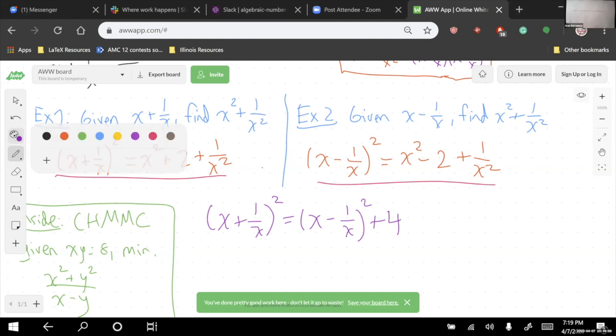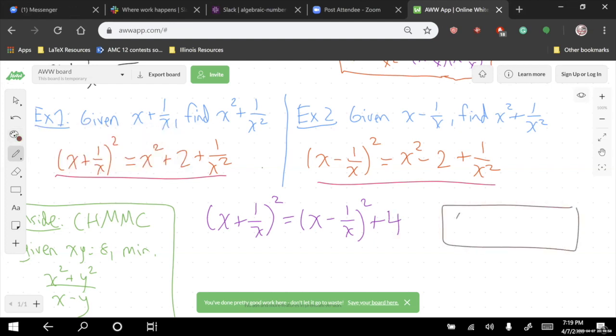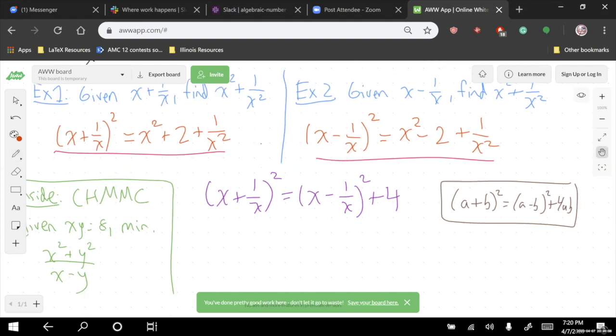And as an aside, this is essentially the same thing as the relationship (a plus b) squared equals (a minus b) squared plus 4ab. It's the exact same thing. But the point is, now, once you know what this is, you can solve for this. So 22 equals (x minus 1 over x) squared plus 4.